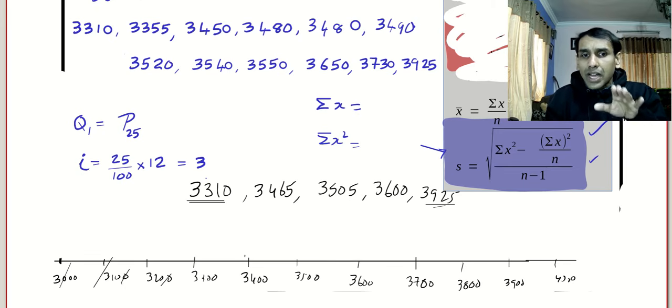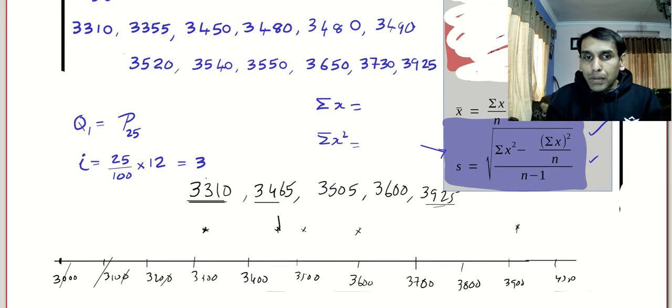Now, a little bit above the scale that I made, I'm going to plot the 5 number summary. So 3310, it will be somewhere around here. 3465, somewhere around here. In examination, try to use a scale and a pencil so that your graph looks neat. Now 3505, somewhere around here. 3600 and 3925. Now make a box with the help of quartile 1 and quartile 3 and make it into two boxes.